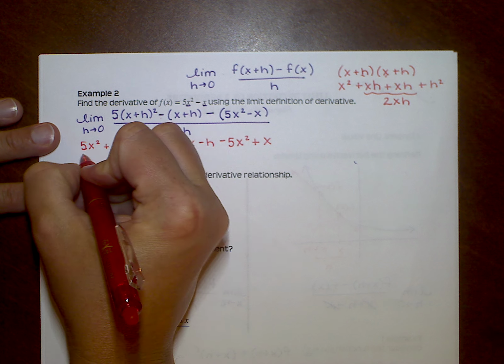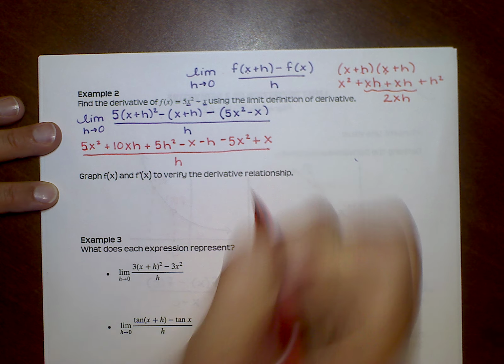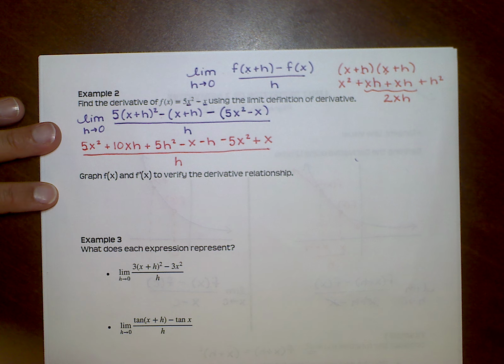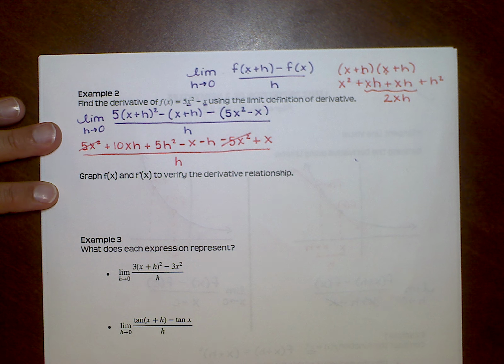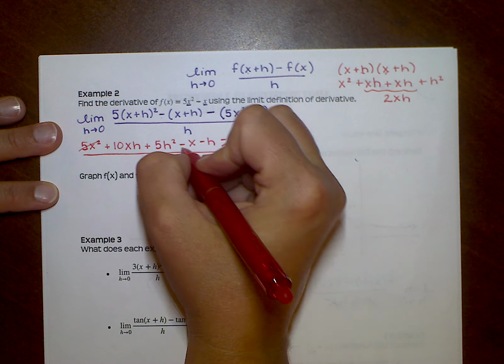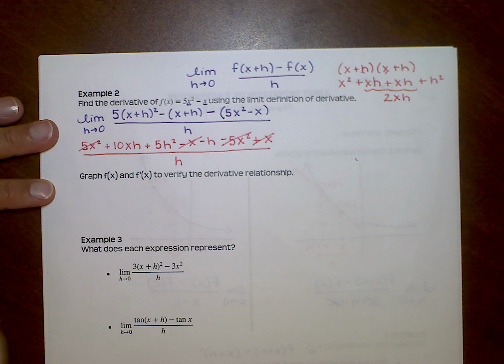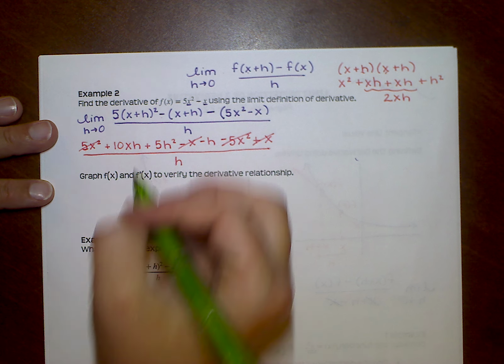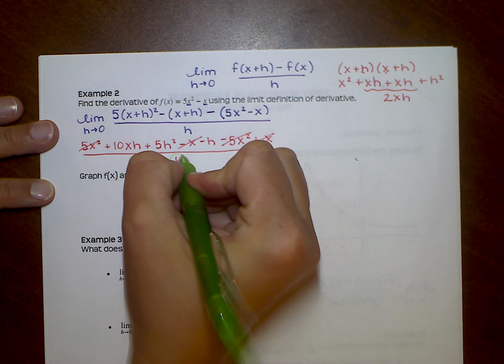I do want to remember that all of this is over h, but before I deal with this h hanging out on the bottom, let's see what we can do out on the top. I see 5x squared minus 5x squared. Those are going to go away. And then I see a minus x and a plus x. Those are going to go away. And then I'm going to look at all my h's, right? Because this says that I'm dividing by an h.